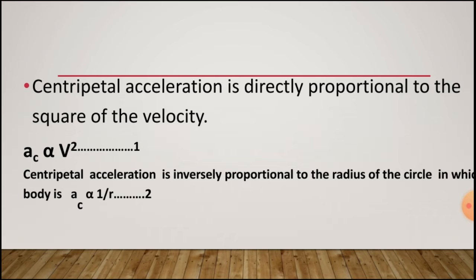Mathematically, it is written as AC proportional to V square and AC proportional to 1 upon R. Combining both equations, AC proportional to V square upon R. When the sign of proportionality is removed, we write a constant. Here K will be the constant. So AC is equal to K V square upon R.